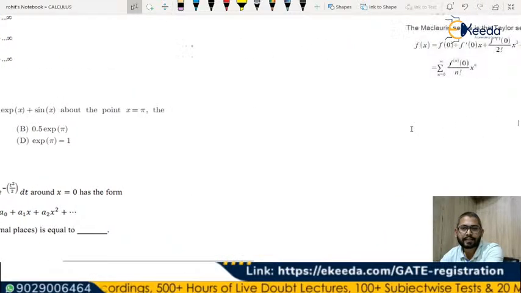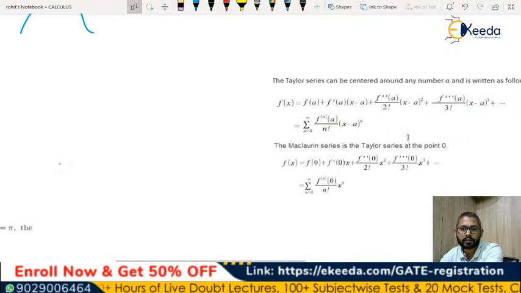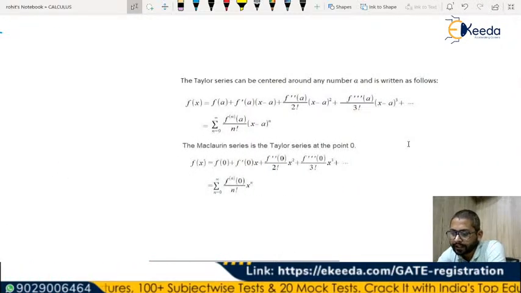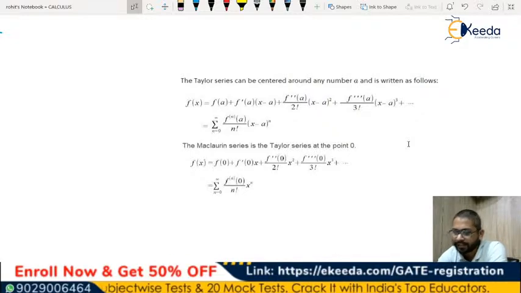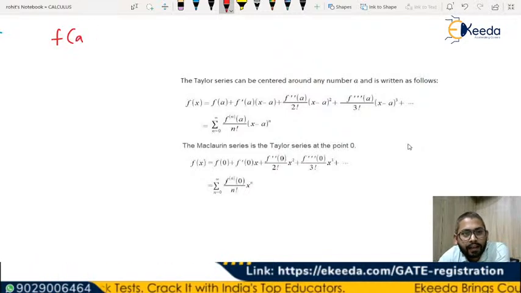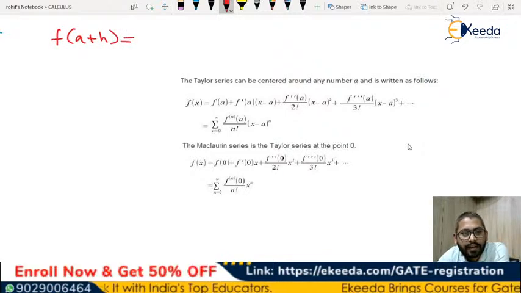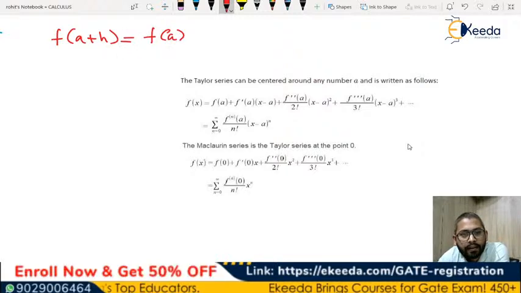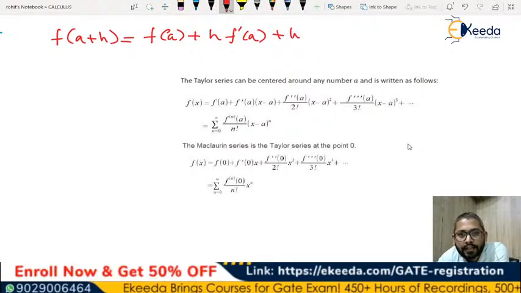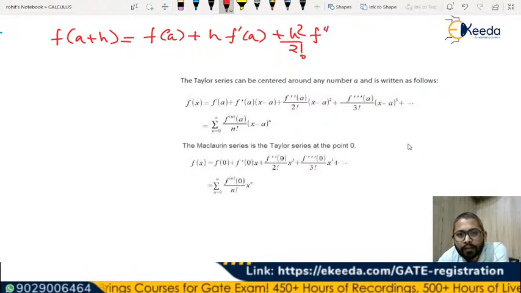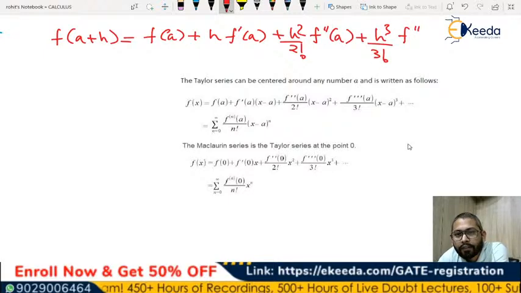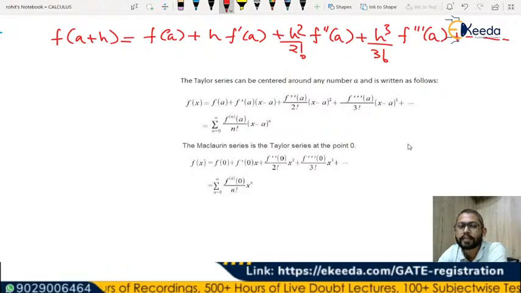Before starting this, let's see what are the basic formulas. The Taylor series, like I'm writing one more. Thanks, Lokesh, everybody. So, f of a plus h can be written as f of a plus h f dash of a plus h square by 2 factorial f double dash of a, plus h cube by 3 factorial f triple dash of a, and so on. This is the Taylor series.